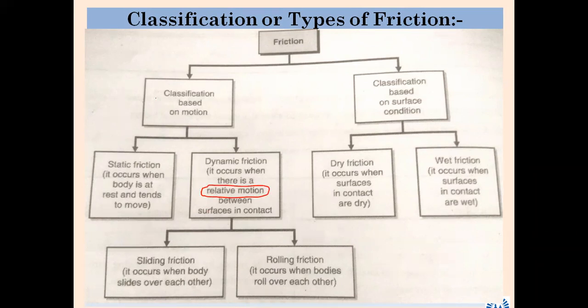Let's go to the conclusion. Yesterday we discussed this word: when bodies are in motion, dynamic friction will occur when there is a relative motion between surfaces in contact. What is this? What is relative motion? Difference between motion of bodies.